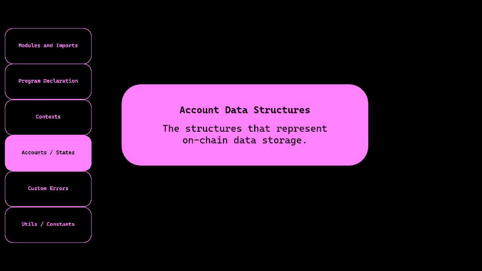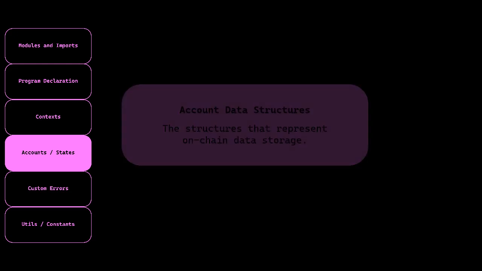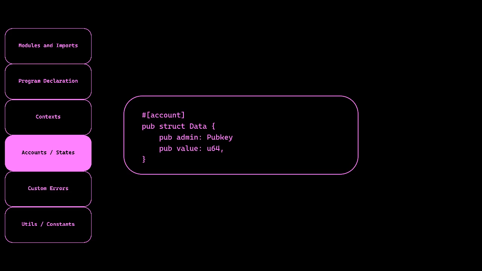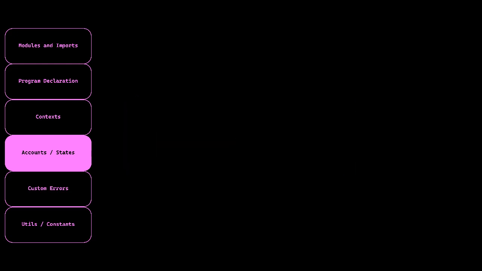State with the account macro. If your program needs to store persistent data, you can define it using the account attribute. This is where you define any custom data structures that will live on-chain, like staking balances or user profiles. Anchor automatically handles serializing and deserializing this data, so you don't have to worry about it.